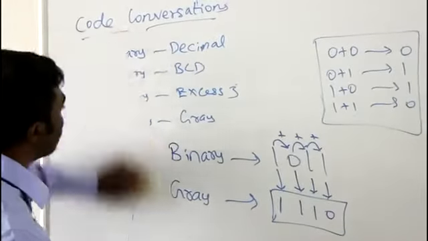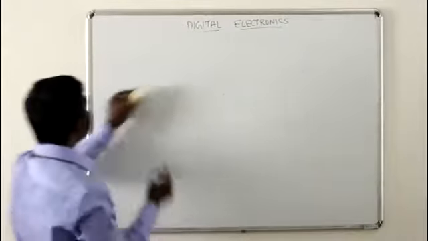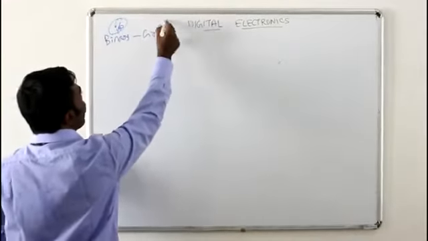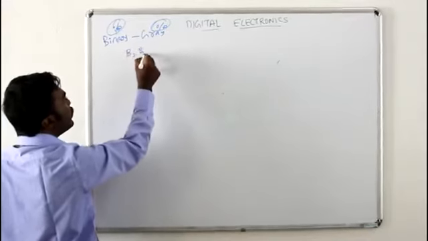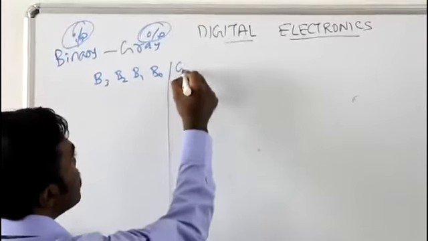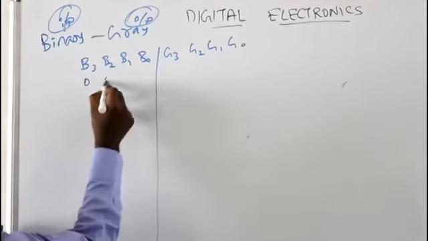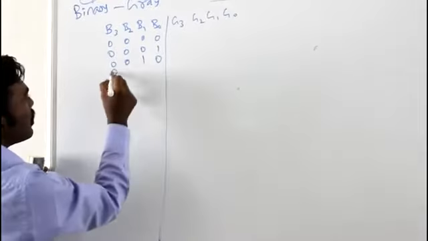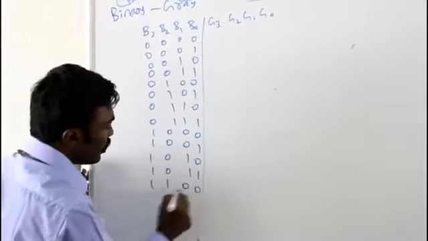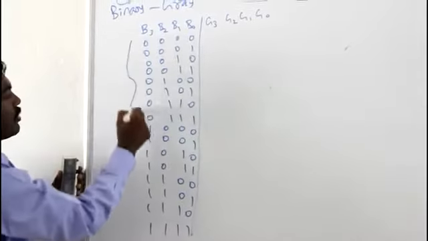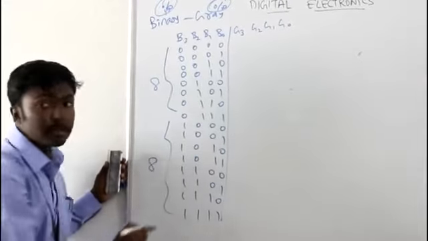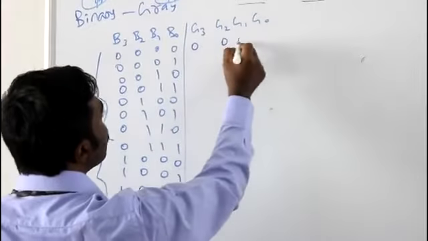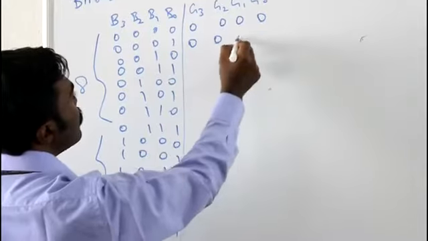Let's go into the code conversions topic. Today we are going to see binary to gray code. Binary is the input value and gray is the output value. Let's take the binary value B3, B2, B1, B0 and the gray code G3, G2, G1, G0. Here we have 4 inputs, so there will be 16 combinations, following the 8421 weights. The first 8 values have MSB 0 and the other 8 have MSB 1. All the B3 values stay the same in G3. So 0, 0, 0, 0.